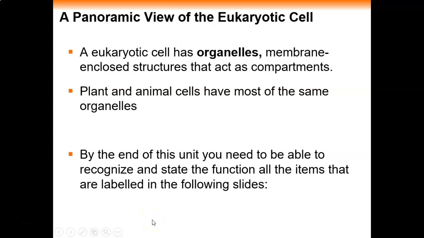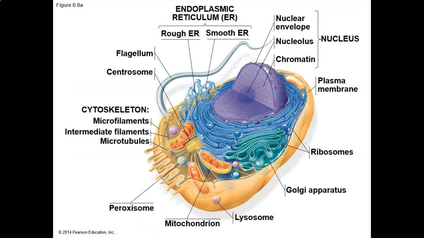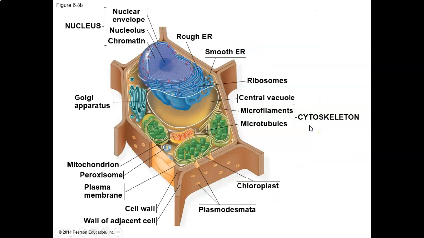So again, by the end of this presentation, or by the end of your studying this unit, you need to be able to go through and recognize all of these structures. For this unit, I'm going to expect you to be able to recognize things by a picture or by the function, or go reverse. If I give you a picture, can you tell me the function? If I tell you the function, can you point to where that would be in a picture? So here we have a great slide overview for an animal cell, and here we have the plant cell.